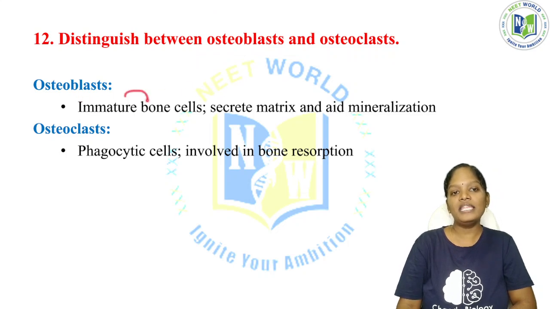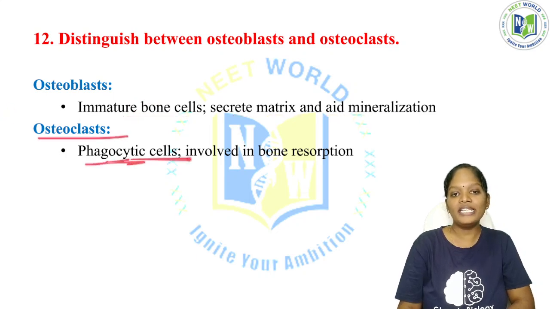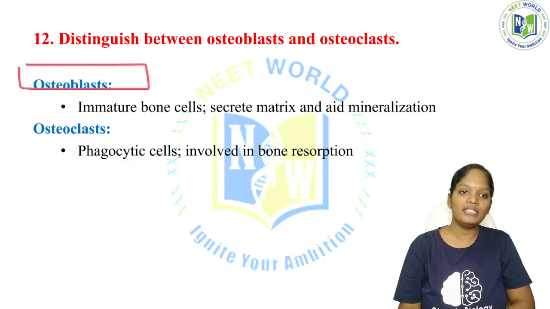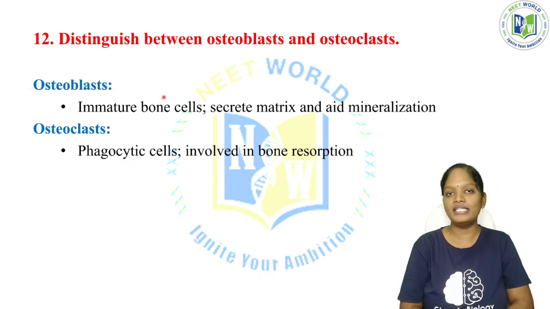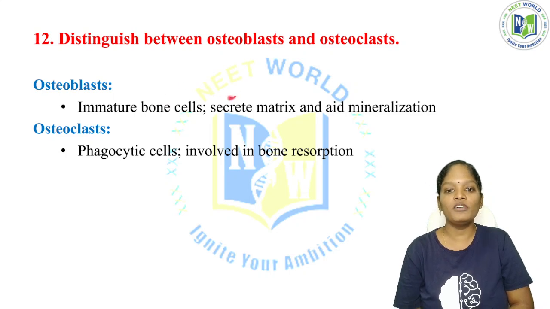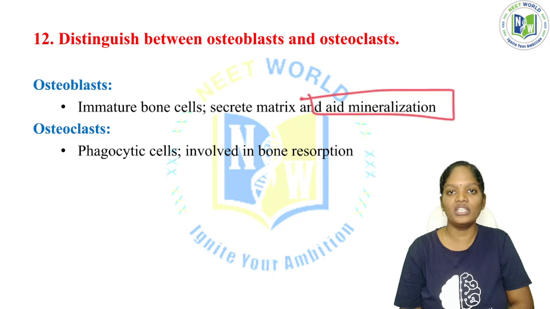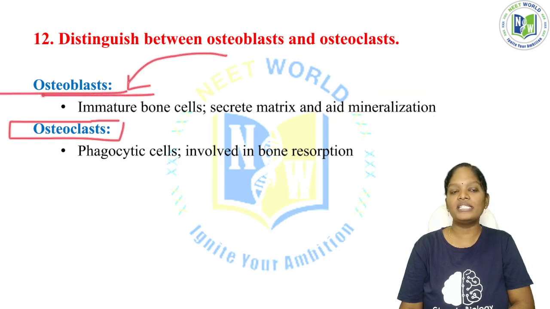Now, distinguish between osteoblast and osteoclast. Osteoblast is the immature bone cell that secretes the matrix and aids in mineralization. Osteoclasts are phagocytic cells involved in bone resorption. See here, osteoblast is the immature bone cell. The bone cells which are not completely mature are considered osteoblasts. They are responsible for secreting the matrix and aiding in mineralization. Now the osteoclast, which means the calcium, if it is accumulated, it is called an osteoblast.